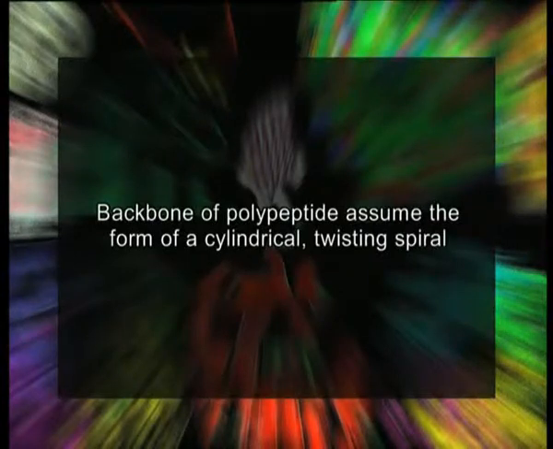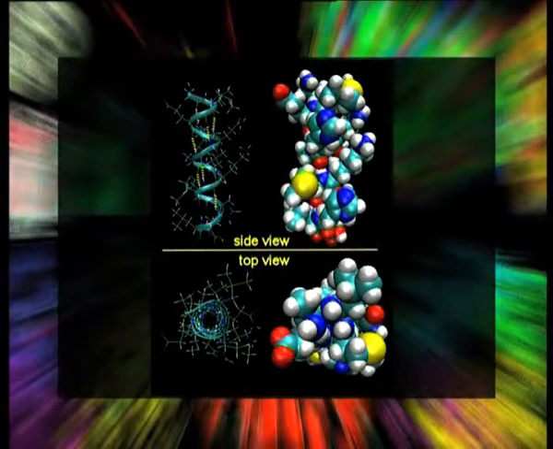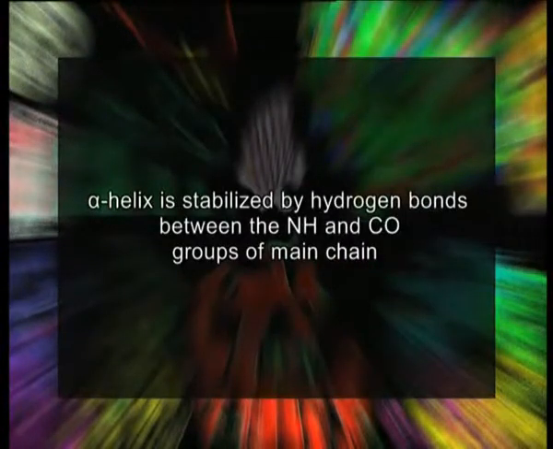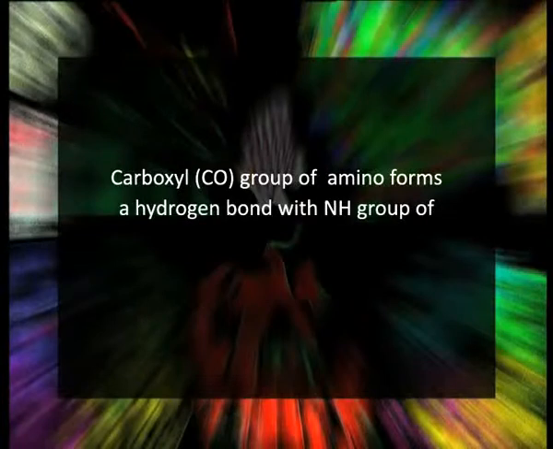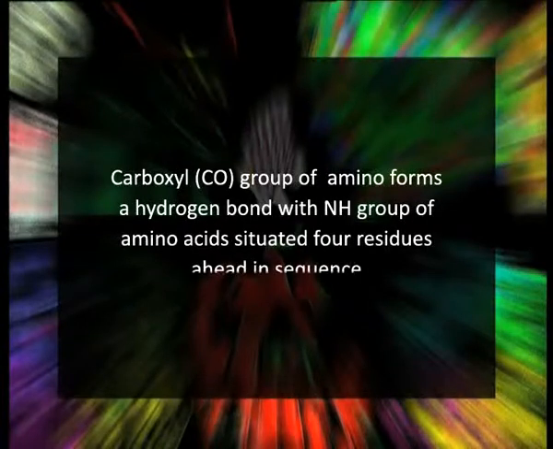Alpha helix. In this conformation, the backbone of the polypeptide assumes the form of a cylindrical twisting spiral. A tightly coiled backbone forms the inner part of the rod, and the side chains extend outward in a helical array. The alpha helix is stabilized by hydrogen bonds between the amino and the carboxyl groups of the main chain. In particular, the carboxyl group of each amino acid forms a hydrogen bond with the NH group of the amino acid that is situated 4 residues ahead in the sequence.